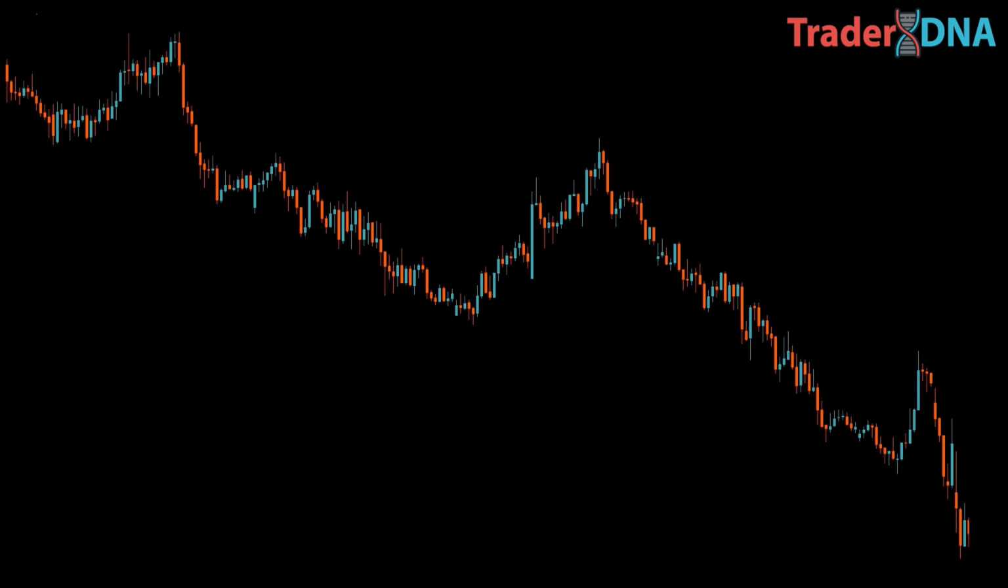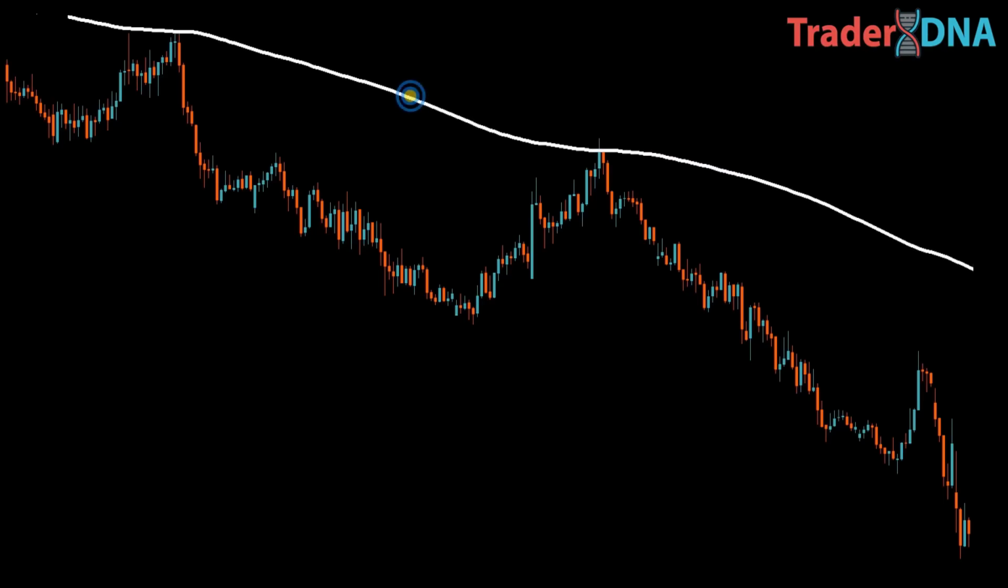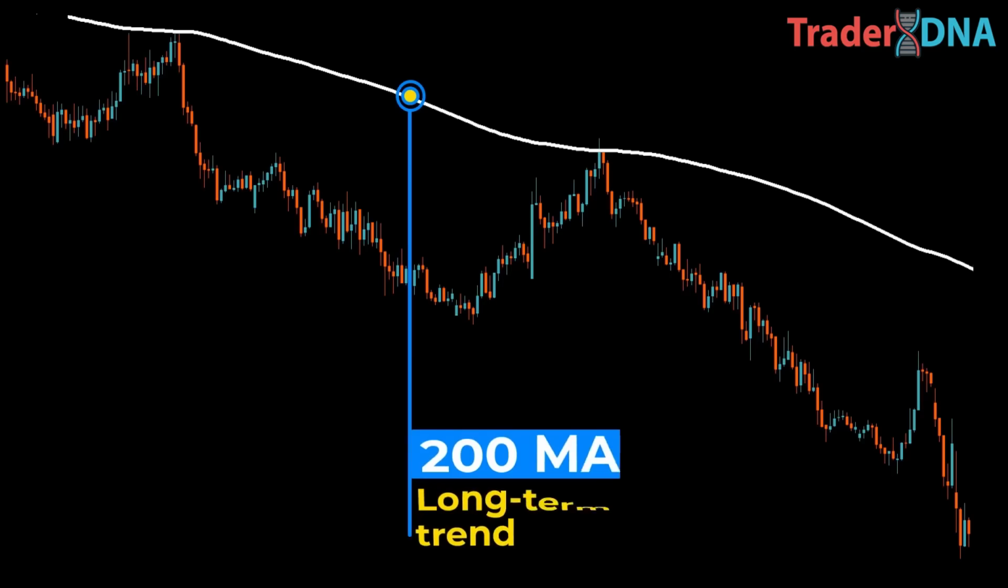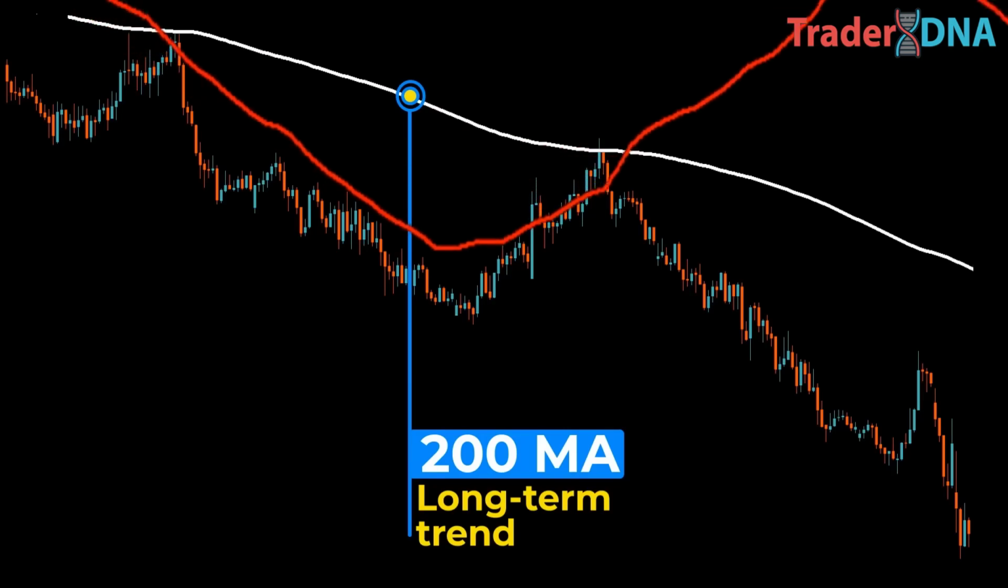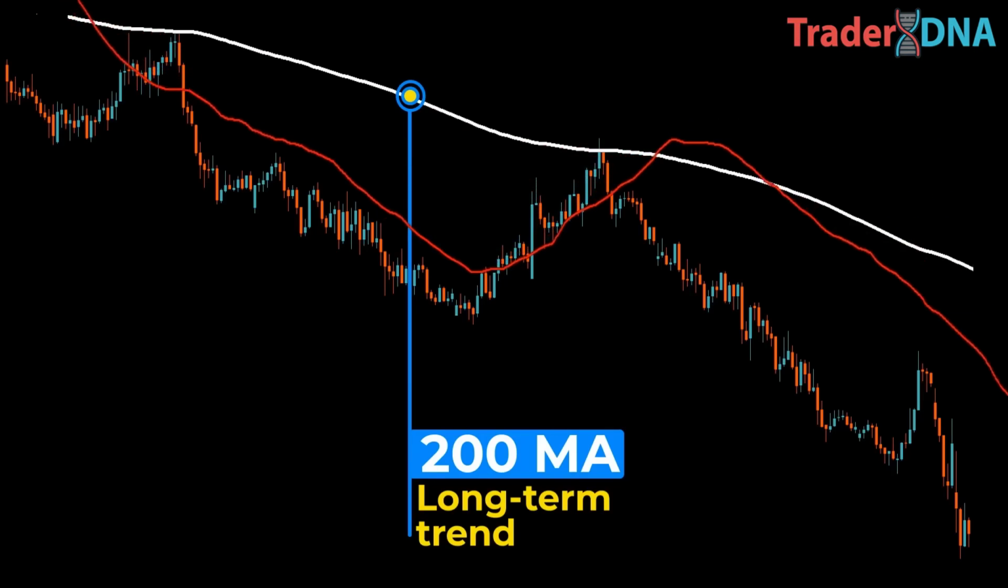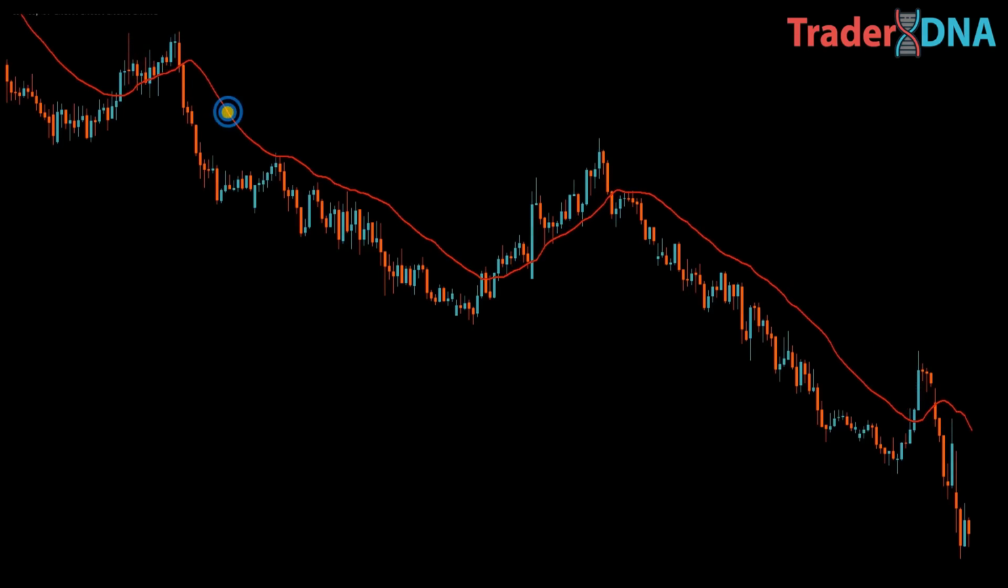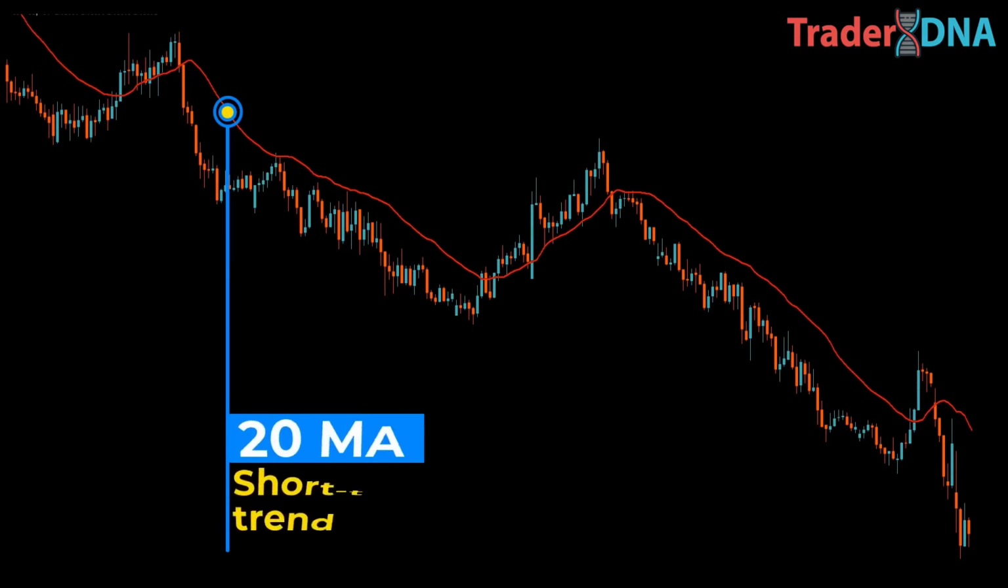For instance, a 200-period moving average is typically used to identify the long-term trend of an asset or market. It smooths out the price action over a longer period, giving us a better understanding of the overall direction the market is moving. On the other hand, a 20-period moving average is more useful for determining short-term trends, as it reacts more quickly to recent price changes and provides a snapshot of the market's current momentum.